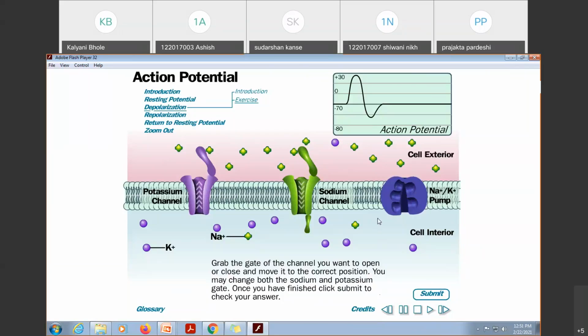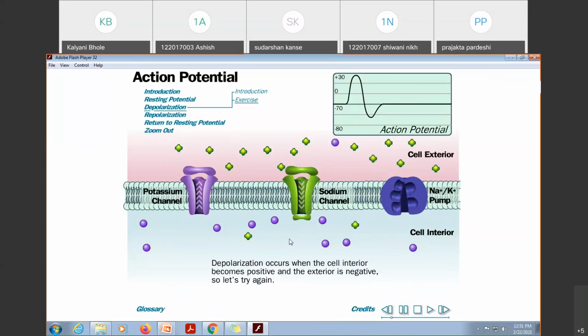So we have to grab the gate of a channel which you want to open or close and move it to the correct position. So which gate should be closed? Tell me. Yes, what should be the action? Ma'am, repeat the question. Okay.